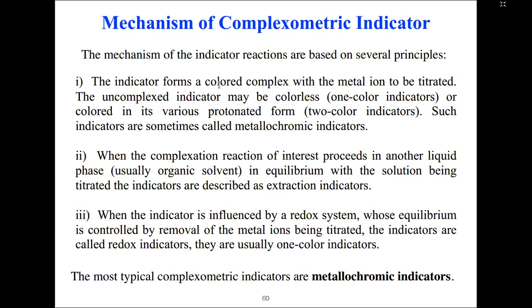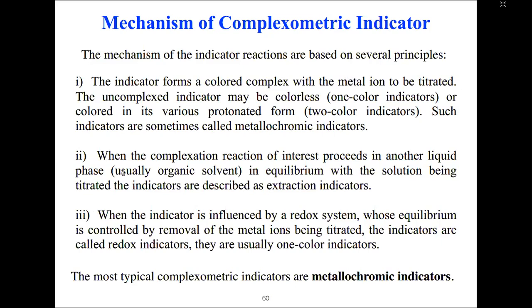So the mechanism is the indicator forms a color complex with the metal ion to be titrated, like I said earlier. The uncomplexed indicator may be colorless or it could be colored. Such indicators are sometimes called metallochromic indicators. Since they form complexes with metal, they are called metallo, and chromic means color. Metallochromic means forming color when complexed with metal. So what this first point is saying is they have one color when they form a complex with the metal ion, and they might be colorless or have a different color when they are free.